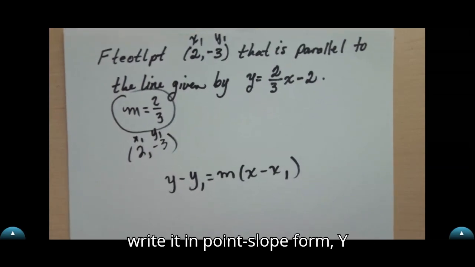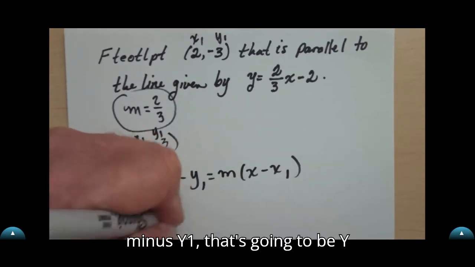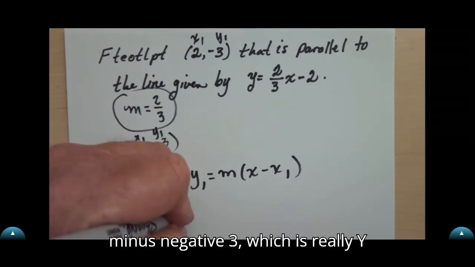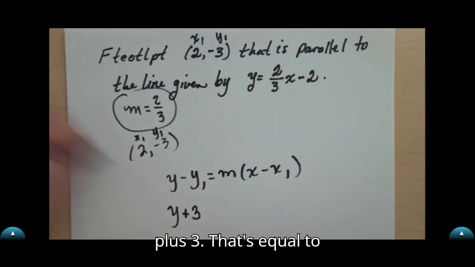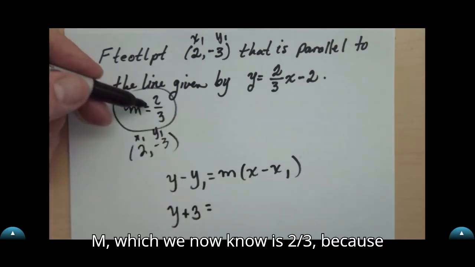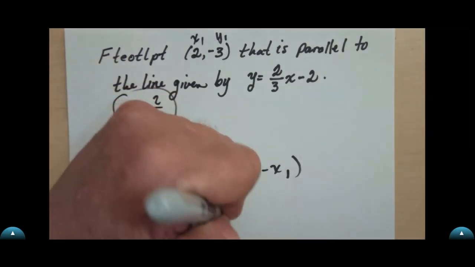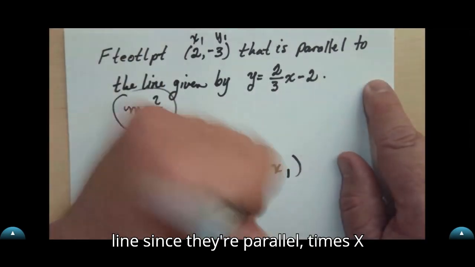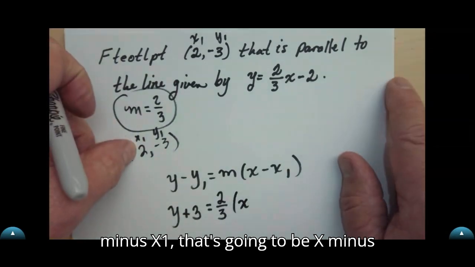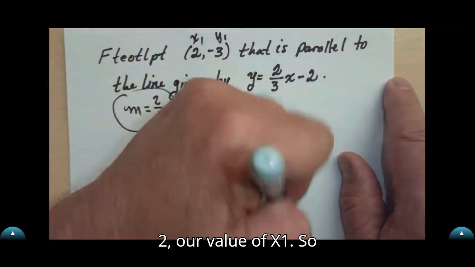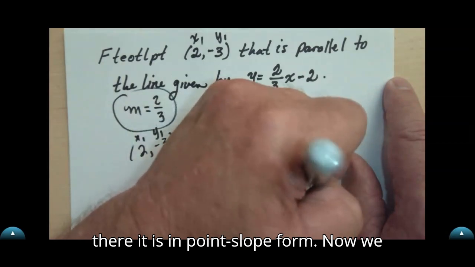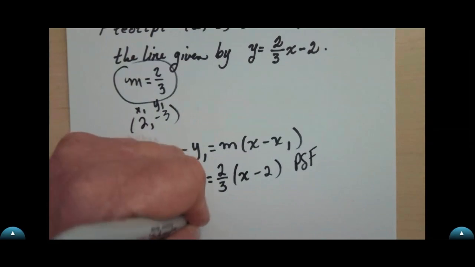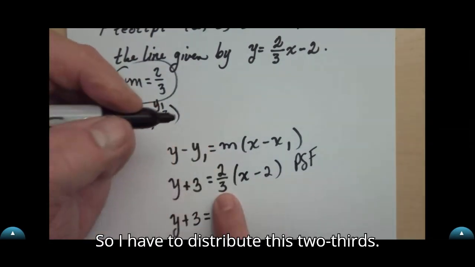I can write it in point slope form, y minus y1, that's going to be y minus -3, which is really y plus 3. That's equal to m, which we now know is 2/3, because we've got to have the same slope as this line since they're parallel, times x minus x1, that's going to be x minus 2, our value of x1. So there it is in point slope form. Now we got to move it into slope intercept form. So I have to distribute this 2/3.